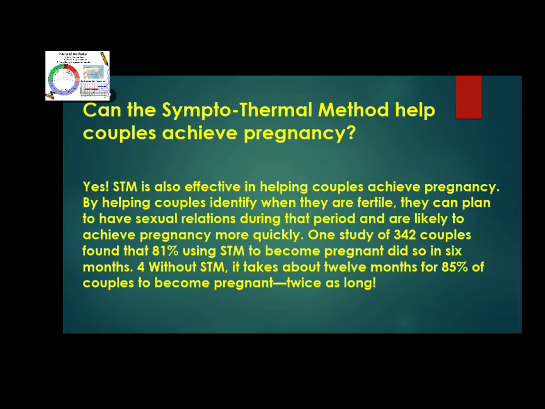Can the symptothermal method help couples achieve pregnancy? Probably yes. STM is also effective in helping couples achieve pregnancy. By helping couples identify when they are fertile, they can plan to have sexual relations during that period and are likely to achieve pregnancy more quickly. One study of 342 couples found that 81% using STM to become pregnant did so in 6 months. Without STM, it takes about 12 months for 85% of couples to become pregnant, twice as long.